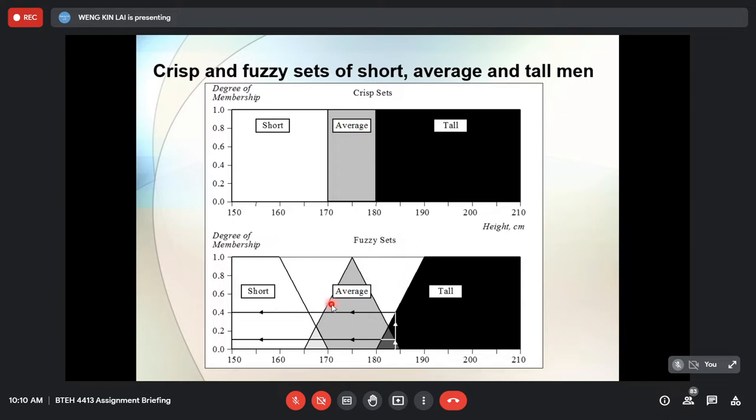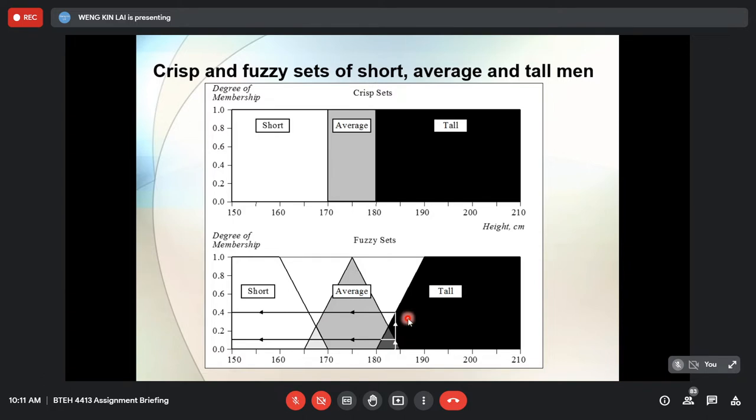Now, in the case of fuzzy, if you were to do the same thing, what we did here is that we divided the three classes into three memberships: short, average, and tall. But notice that here, this is 184 cm. At 184 cm, you have a 0.4 degree of membership for tall, which means you are 0.4 tall. At the same time, you also belong to the other group, average, with 0.1. So you belong to two classes.